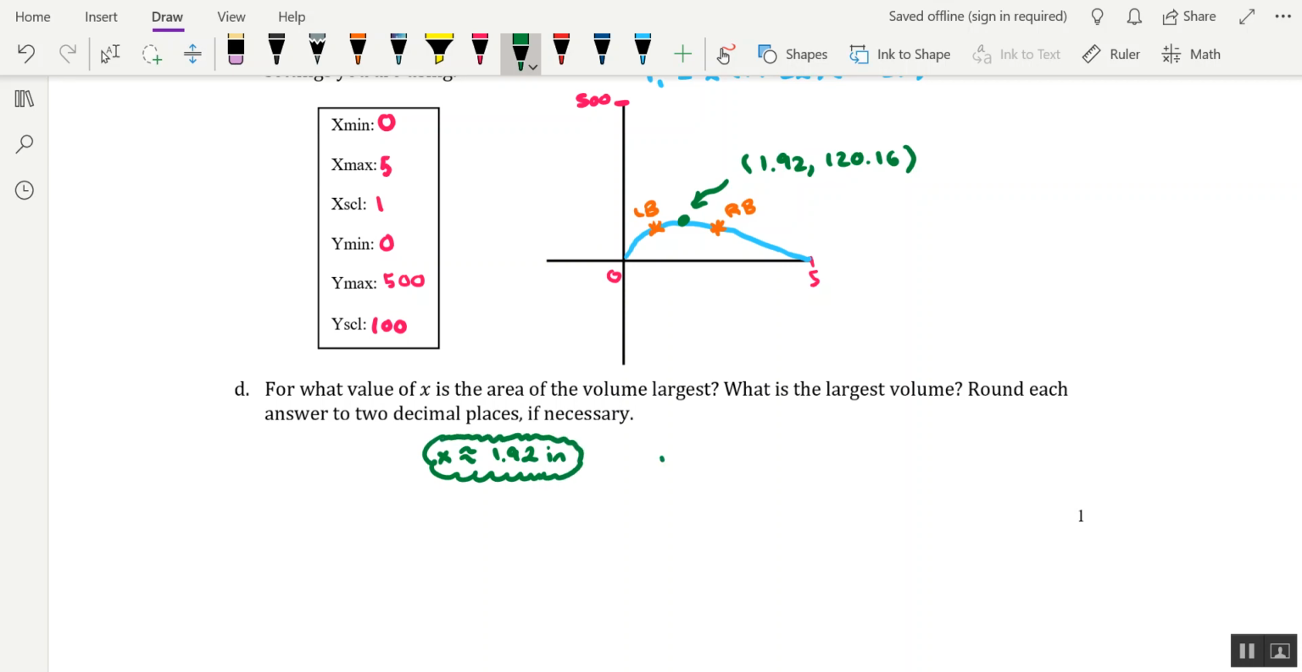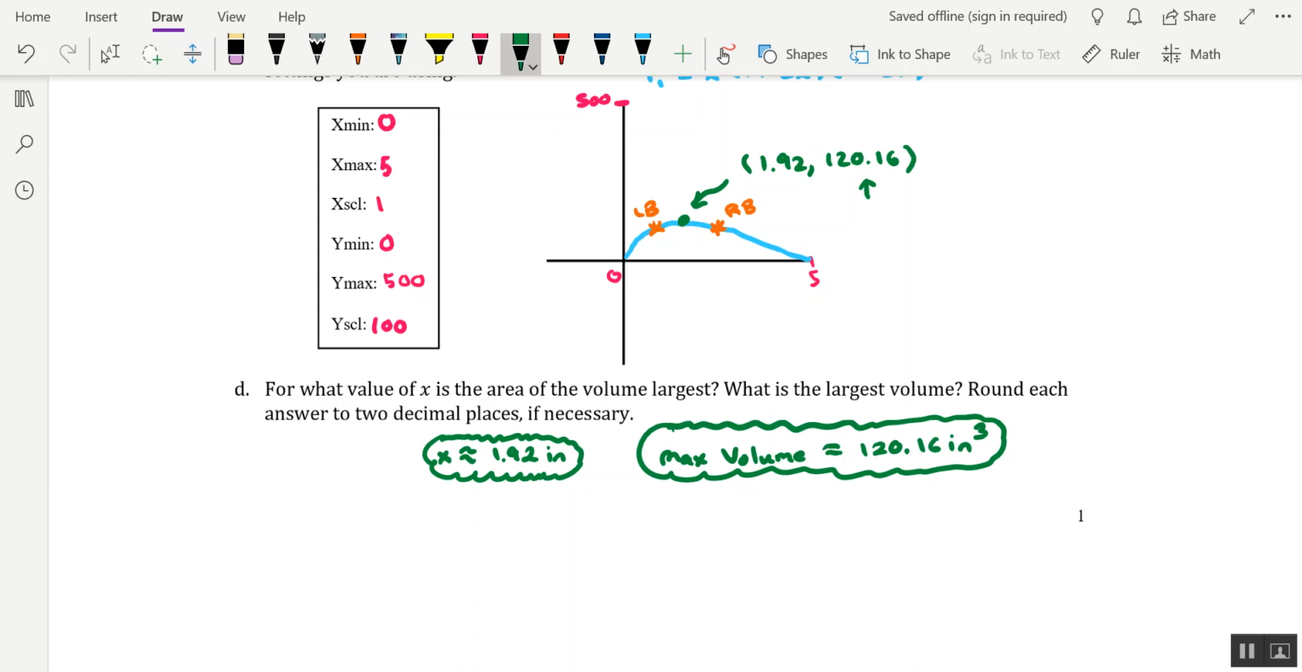And then the maximum volume is given by this y value right here. And that's going to be 120.16 inches cubed. And that's how we solve a box problem.